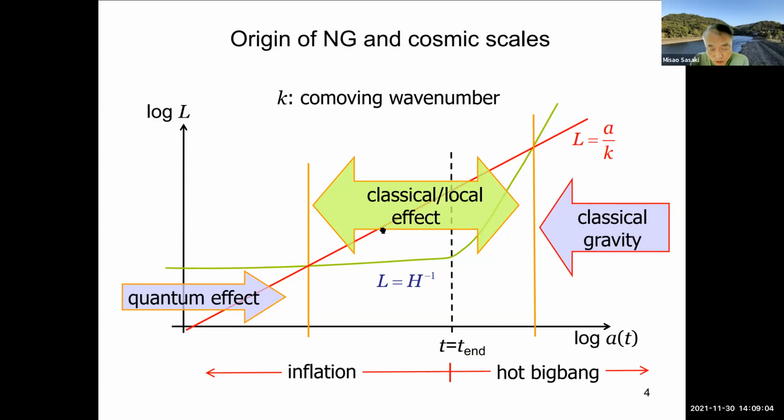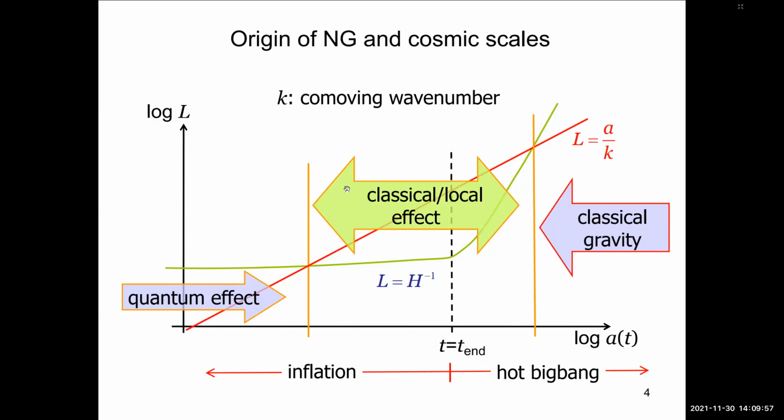So each patch of the universe can be regarded as some homogeneous and isotropic universe. This is called the separate universe approach. You can consider the dynamics on those large scales, greater than the Hubble scale, as the dynamics of a spatially homogeneous and isotropic universe, by mapping each region into an almost equivalent homogeneous isotropic universe.